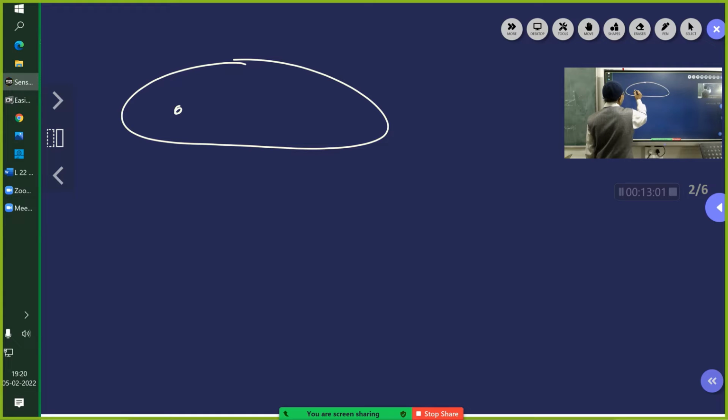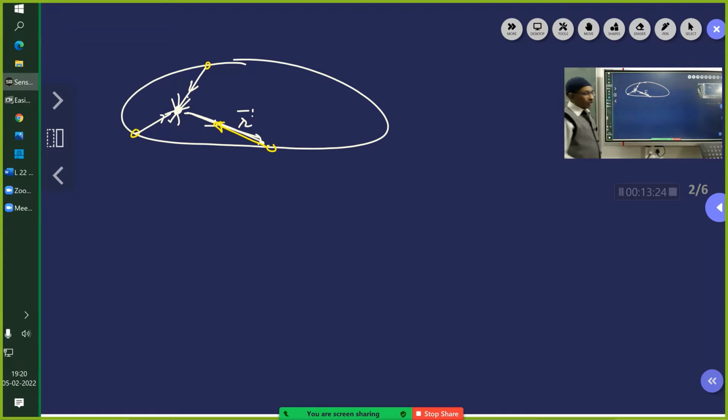See, this is the orbit of Earth. This is the Sun. And when the Earth is here or here or here, the direction of force is always towards the Sun. And you see the force is along the radius vector. So this gravitational force here is a central force, and therefore the angular momentum of Earth is conserved.